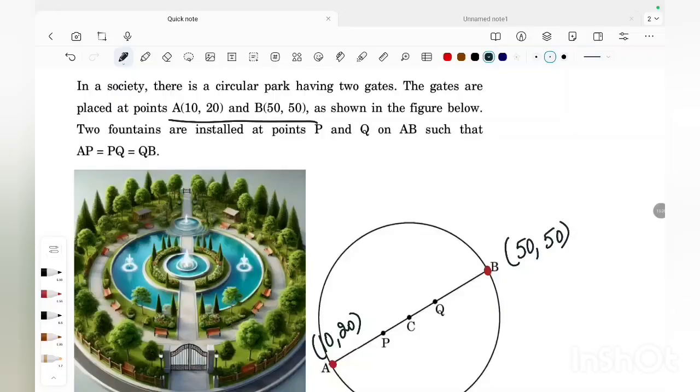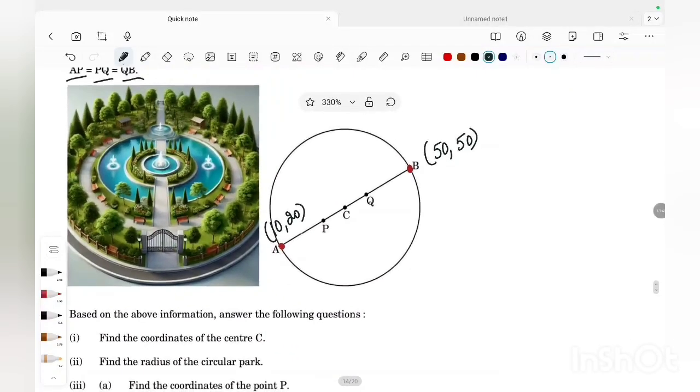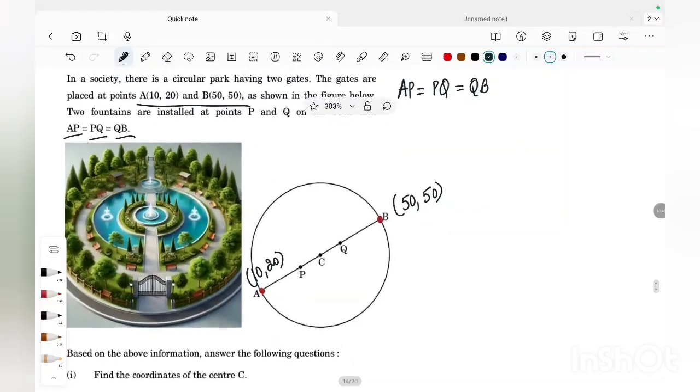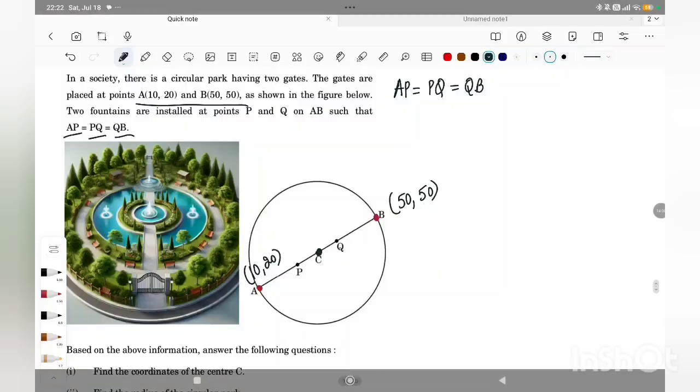2 fountains are installed, P and Q. Distance AP equals PQ equals QB. Done. What else are they saying? Let's see. Find the coordinates of center C. They are asking to find the coordinates of point C. You know C is the center. If C is the center, you can apply the midpoint formula.